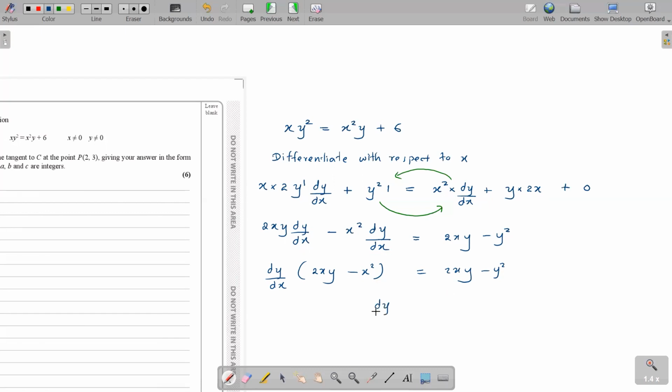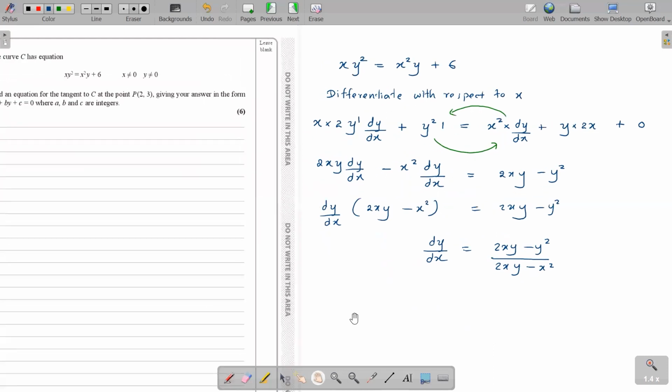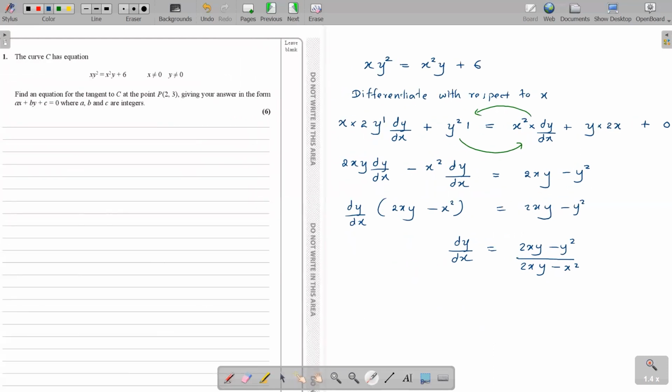Then I end up getting dy by dx is equal to (2xy minus y squared) over (2xy minus x squared). I get to this point, and then I need to find dy by dx at the point (2, 3). So let's substitute the point (2, 3). So what happens to the gradient? dy by dx gives us 2 into x is 2, 2xy, y value is 3, minus y squared is 3 squared, divided by 2 into x is 2 into y is 3, minus x squared is 2 squared.